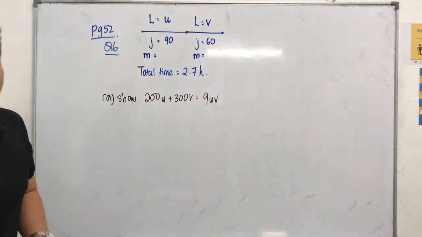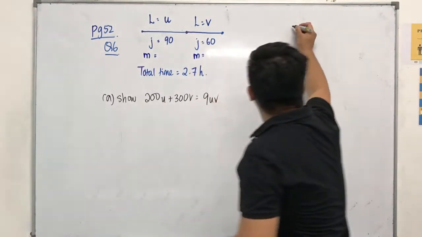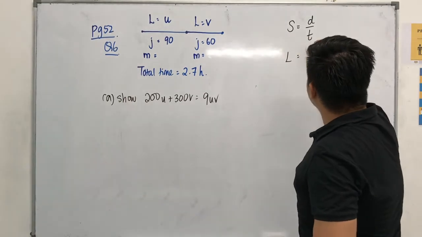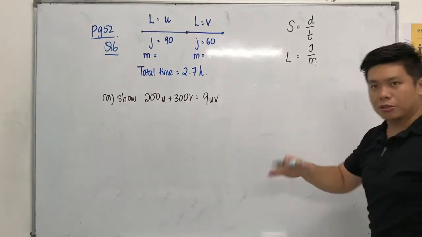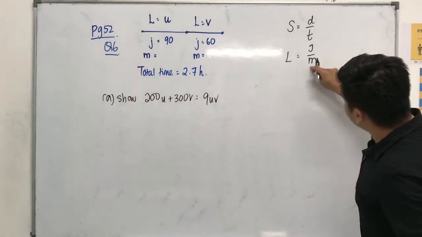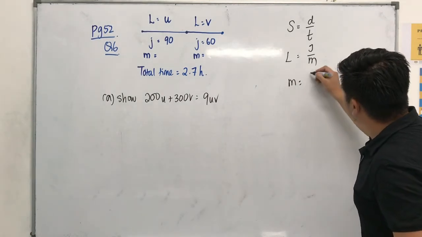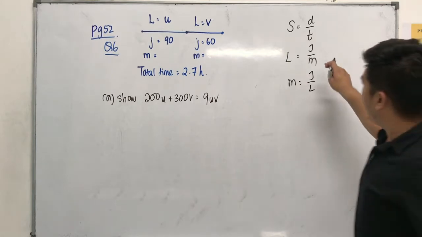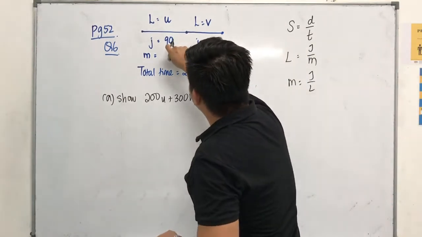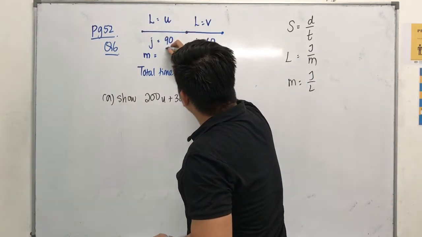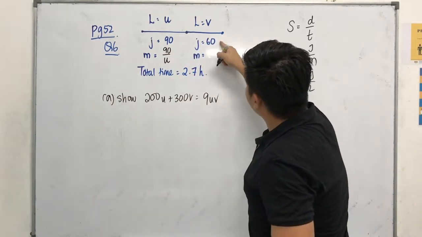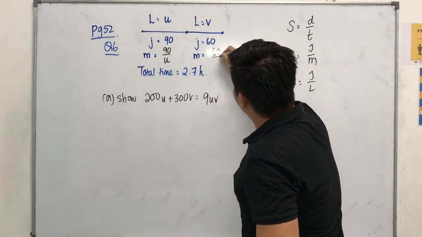How am I going to find your masa? You know that in English, speed is actually equals to distance over time. Ataupun laju sama dengan jarak bahagi dengan masa. So in this case, kalau kita nak cari masa, masa adalah sama dengan jarak bahagi dengan laju. So what happens is that my jarak over here is 90, my laju is u. So over here the first one, the masa is 90 over u. Second one is jarak bahagi laju is 60 over v.